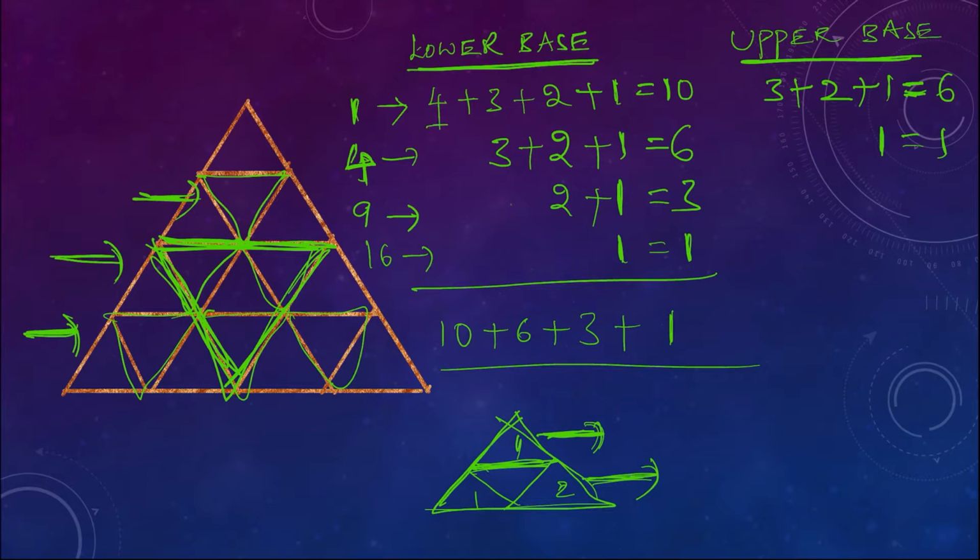That's why we are taking them consecutively. Here 4 plus 3 plus 2 plus 1, and next the 4 triangle combinations 3 plus 2 plus 1, next the 9 combinations 2 plus 1. So it decreases by 1 only, but here it decreases by 2 at a time, alternatively.